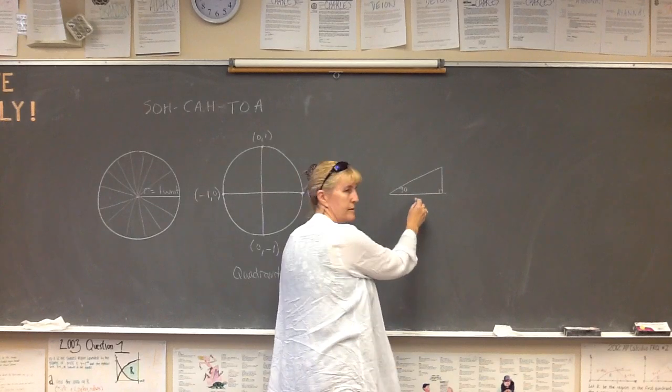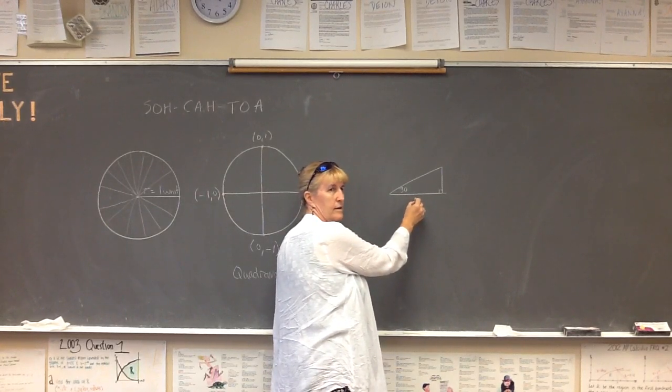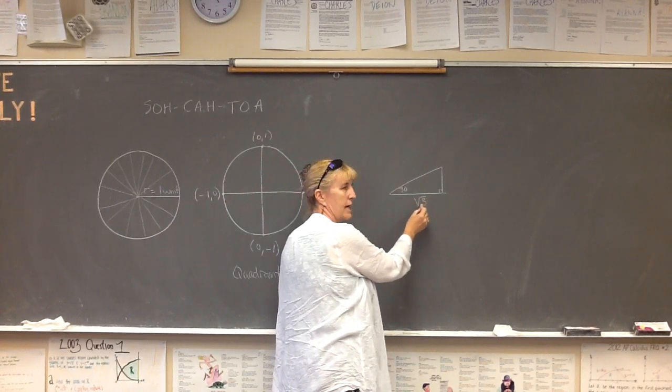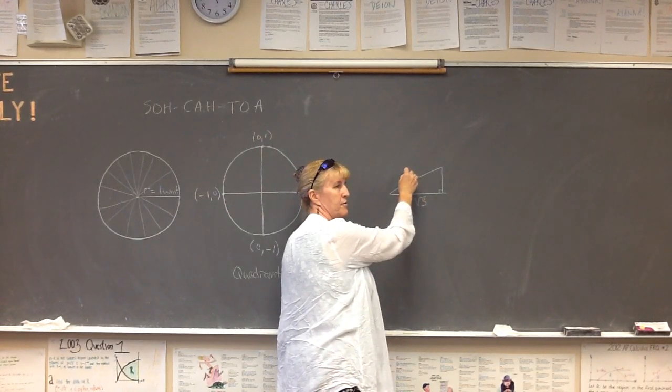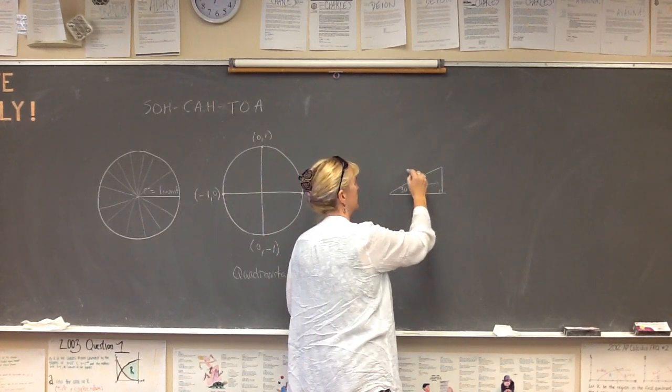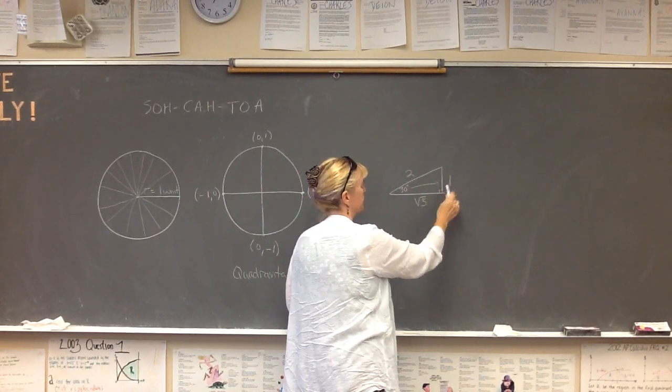Okay? What goes right here? Square root of 3 goes there. That's called the long leg, okay? What goes on the hypotenuse? And what goes always across from the 30-degree angle? Okay, the 1. All right.